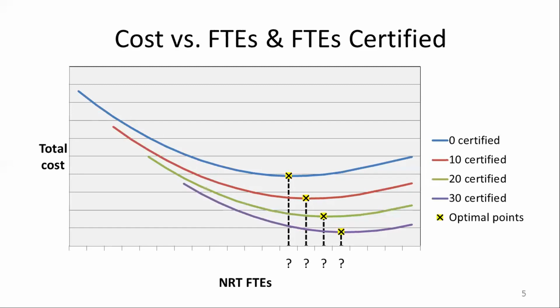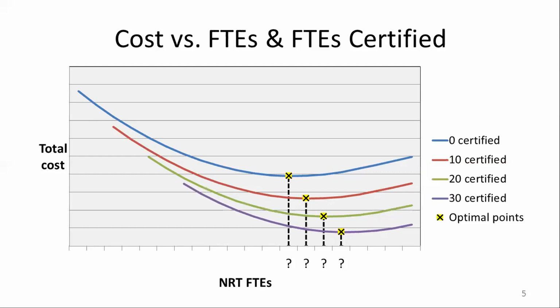This is another schematic plot based on dummy data, which gives some of the intuition for the problem when we take into account the critical care certifications component. As before, the x-axis still represents the total number of NRT FTEs, and the y-axis is total cost. Each of the curves on this plot represents the situation we would have at different numbers of critical care certified FTEs. For example, the uppermost curve on this plot, the blue curve, represents the total cost we would expect to see when 0 members of the NRT are certified in critical care.